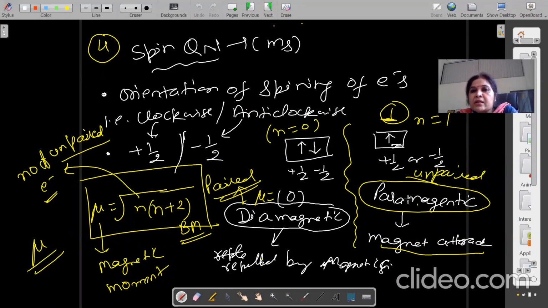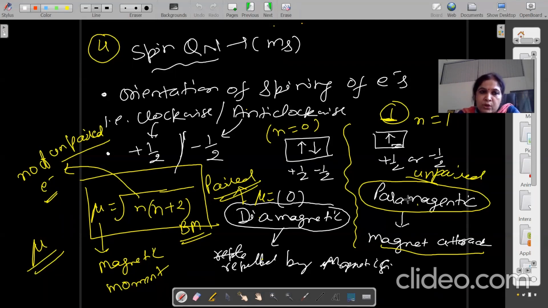The quantitative analysis of magnetic data can be calculated by mu, which is called the magnetic moment, and this magnetic moment is equal to the square root of n into n plus 2. What is n? n is the number of unpaired electrons. If there is 1 electron in s, the number of unpaired electrons is 1. You can calculate that value, and the unit is Bohr magneton.